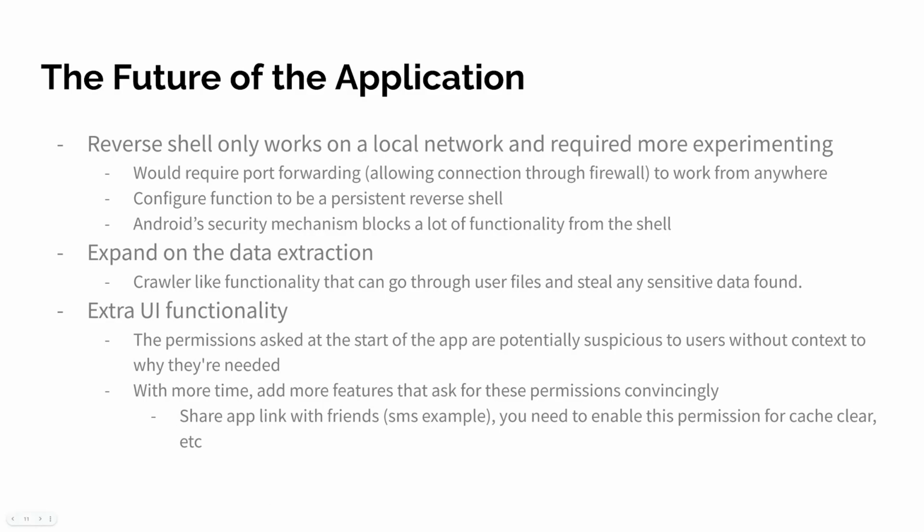Okay, I will continue with the future of the application. Reverse shell only works on a local network and requires some more experiments. If we were to develop this project further, we would need to implement the reverse shell into our application, and it would require some port forwarding and allowing connection through the firewall to work from anywhere, anytime, with any phone, and of course with iOS, not only Android. We'd also configure the function to be a persistent reverse shell. Android security mechanisms block a lot of functionality from the shell, so we need to find another exploit to penetrate through it.